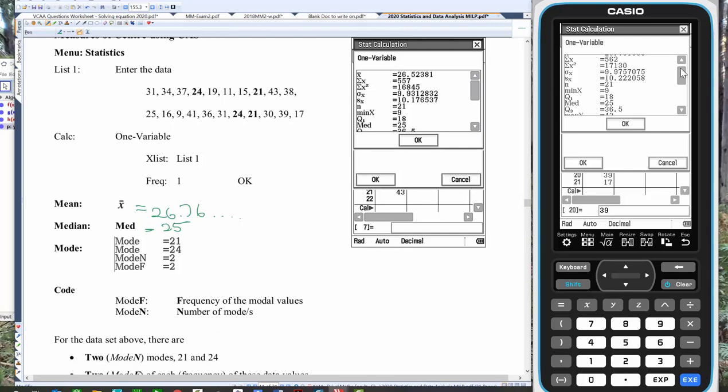Right, and our mode, well that's our most frequently occurring number. Okay, so what we've got here is mode, mode, mode. And it says here that we've got a mode of 21, a mode of 24, and a mode of 31. Mode n means the number of modes that we've got, which in this case is 3 modes. The mode frequency is how many times this happened for each of the modes. So 31 happened twice, 24 happened twice, and 21 happened twice.